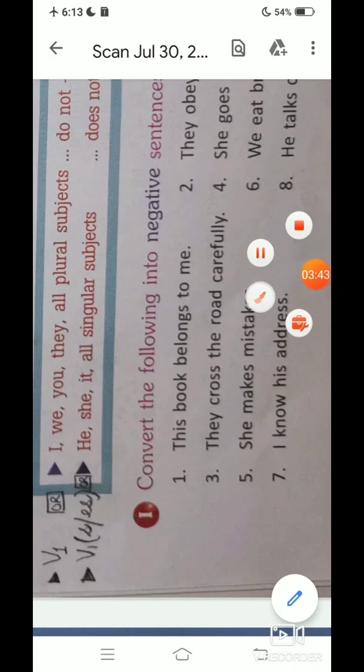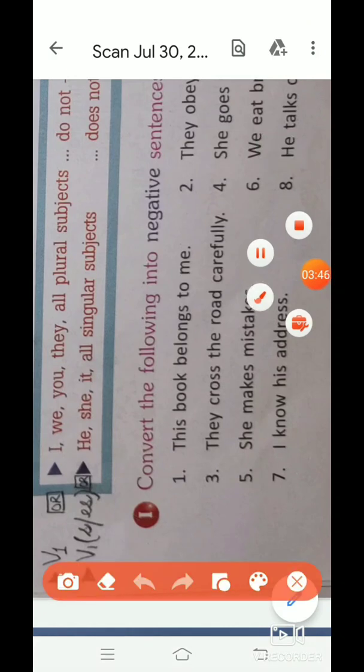Let's start. This book belongs to me. The first step is to look for the verb. So belongs is a verb here. The second step is to remember its first form, that is belong without s. The next step, second one, is to know the subject, and the subject is book here, this book.